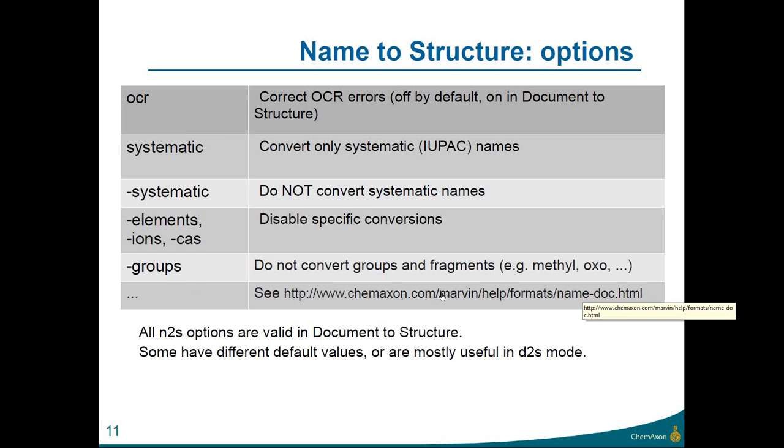There are more options, so I cannot go through all of them, but in our online documentation, you have the complete list. All the name to structure options are valid in document to structure, which we will see now. And actually, some of them have different default values, depending on what we thought was useful. It's probably worth having a look at all these options and deciding for each of them what is relevant for you and what is the best value. Some of them are probably most relevant when you use document to structure, but you have the control of that.